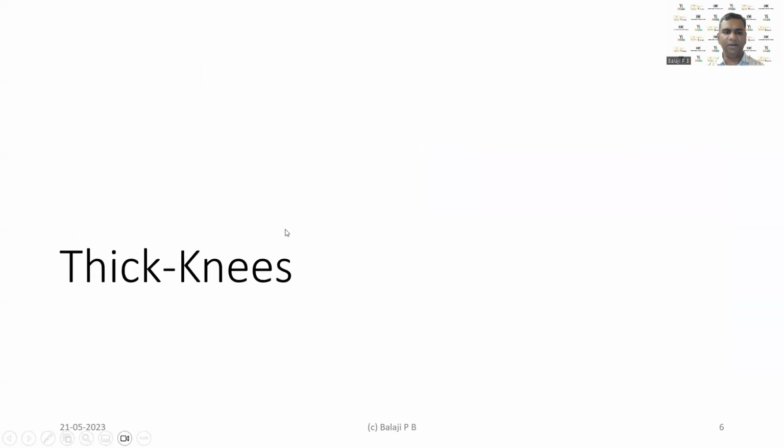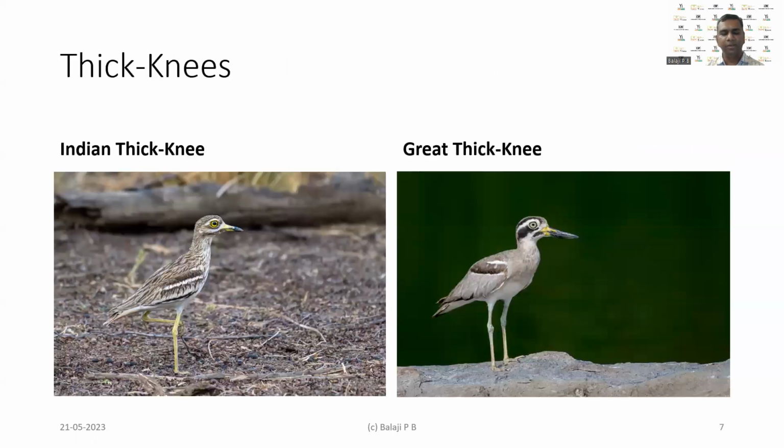So first, we'll start with the easier ones. We'll start with this group called the thick-knees. We have typically two thick-knees which are widespread: the Indian thick-knee and the great thick-knee. Both these birds are found across India, and it's actually quite easy to tell them apart. You don't really need a field guide or somebody to tell you.